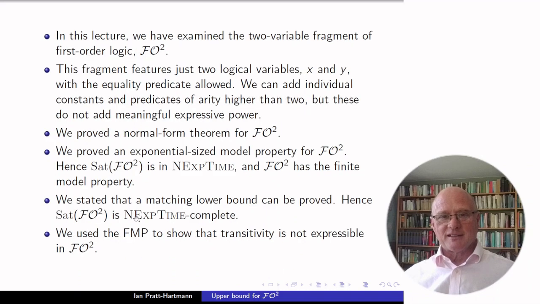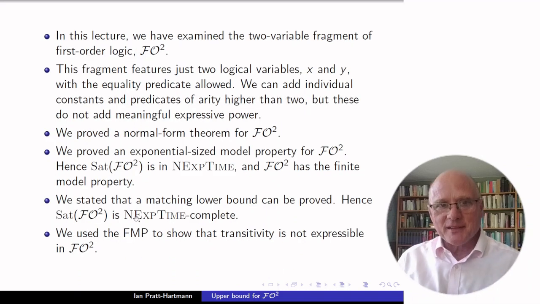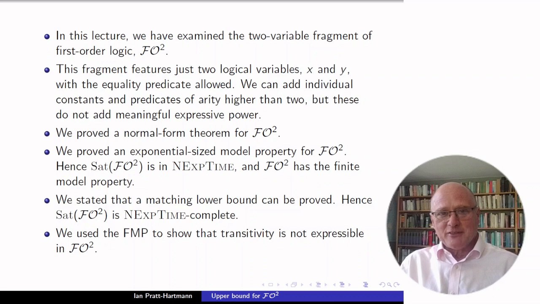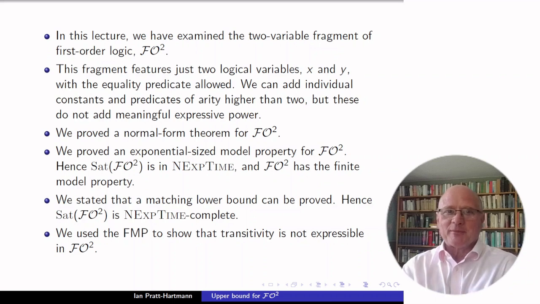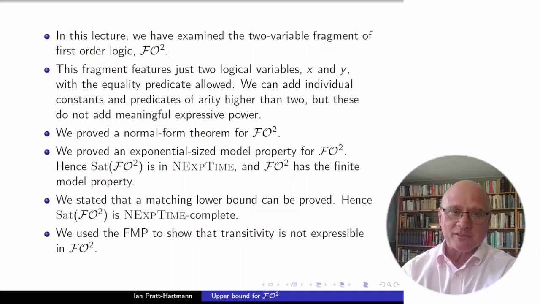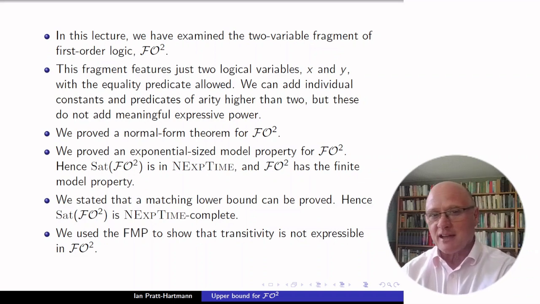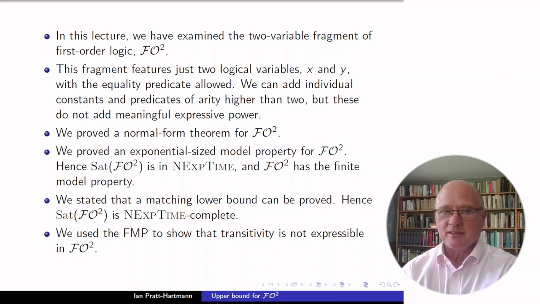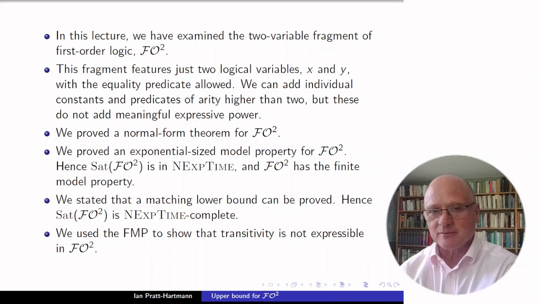So let me summarize. It's the end of the lecture. We've examined the two-variable fragment of first-order logic, usually denoted FO2. In this fragment, we've got just two logical variables, x and y. We allow equality. We can have individual constants and predicates of arity higher than 2, but they don't add meaningful expressive power, so we usually ignore them. We do not have function symbols.